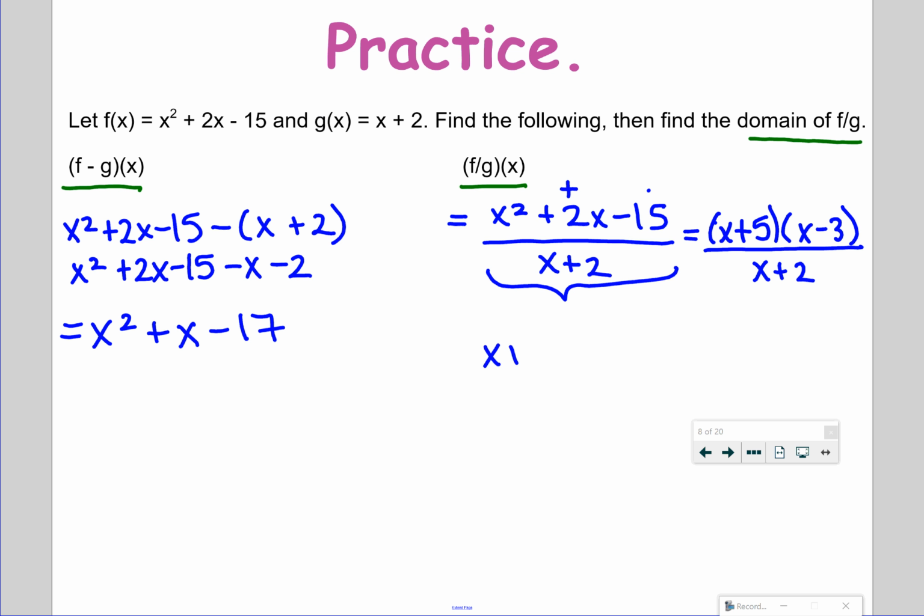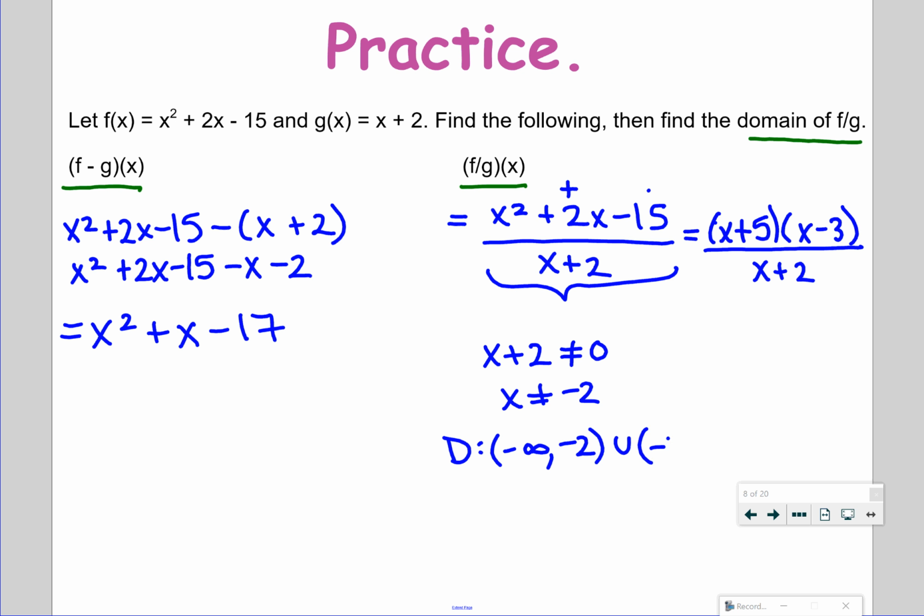Domain: denominator cannot equal 0. So x cannot equal negative 2, which means my domain is negative infinity to negative 2, negative 2 to infinity.